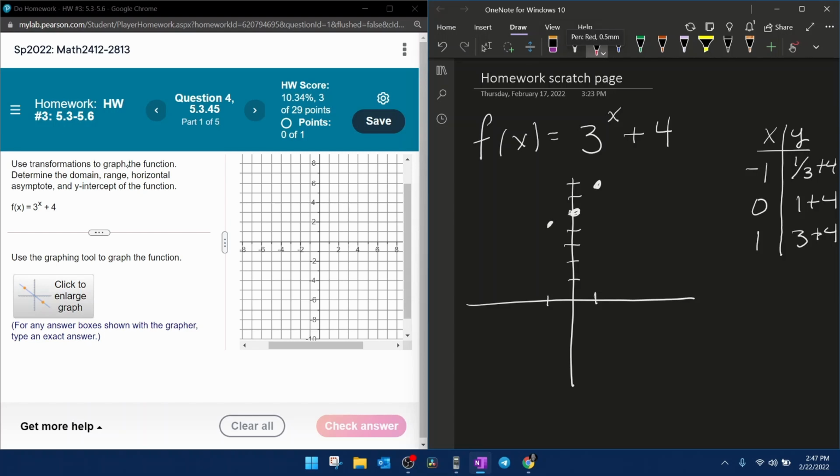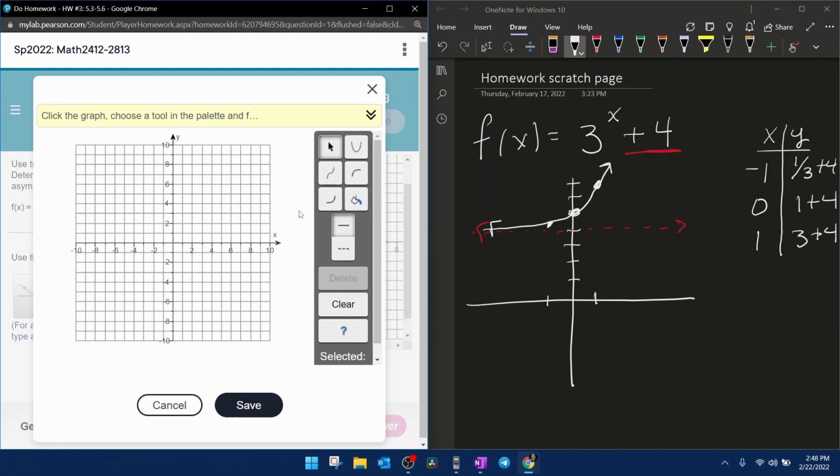I would like to point out that this plus 4 also represents our horizontal asymptote, because for an exponential parent function, the horizontal asymptote is at the x-axis. So this will translate our asymptote up 4 spaces. And then we can get a basic graph of our function here.